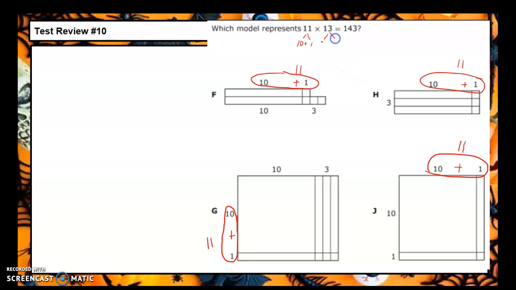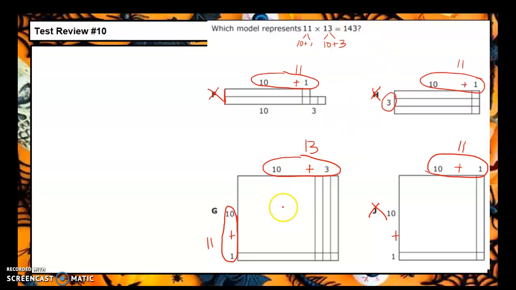Now I need to look at my 13, which is 10 plus 3. And that should be on this side over here. And I don't have anything right here, so that's not it. Here, I only have 3. I'm missing the 10, so that's not it. 10 plus 1 is only 11, and I'm looking for 13. That's not it. 10 plus 3, yep, that right there represents my 13.